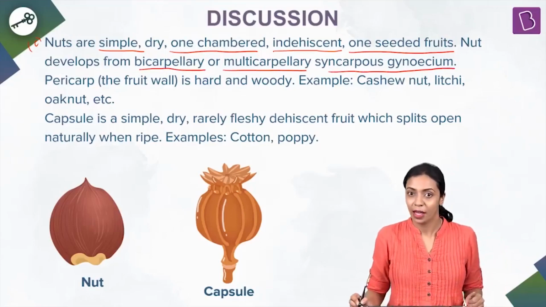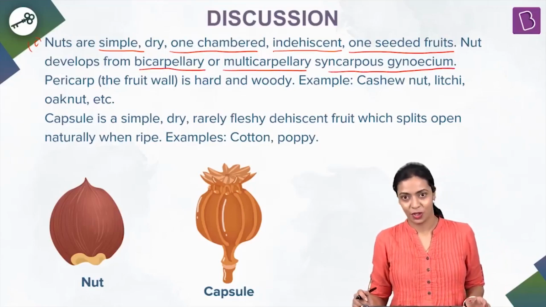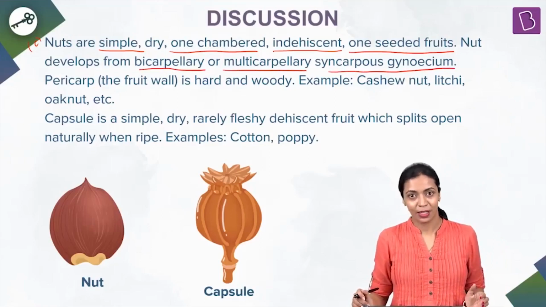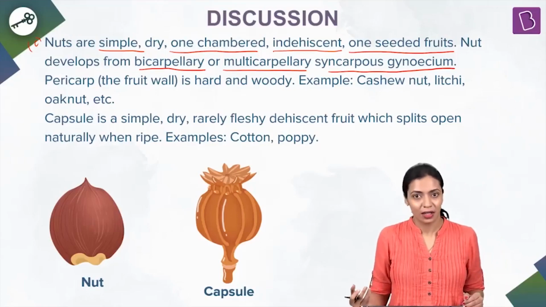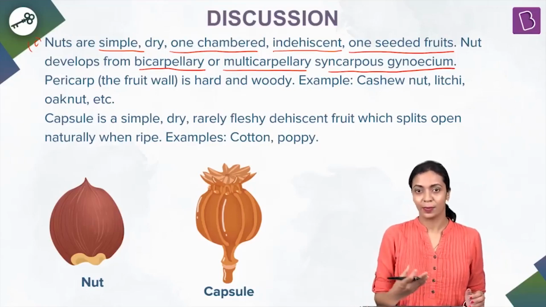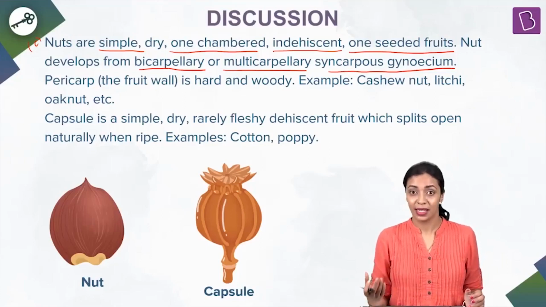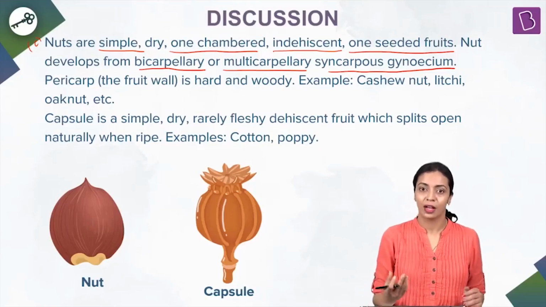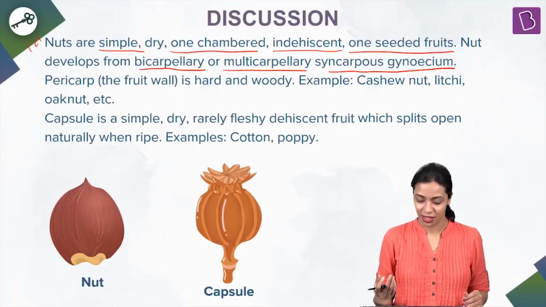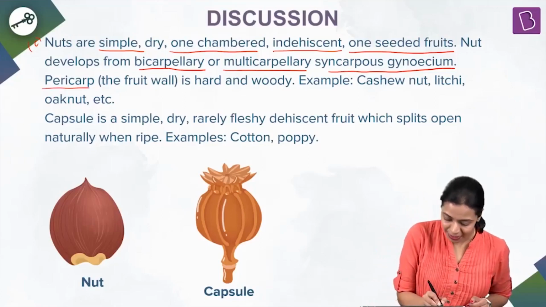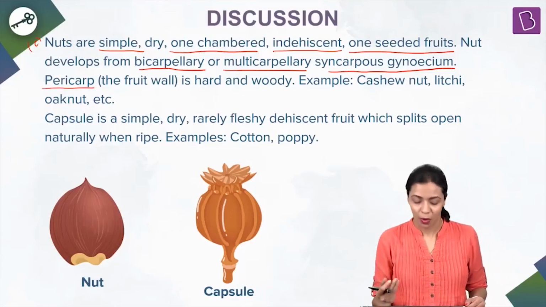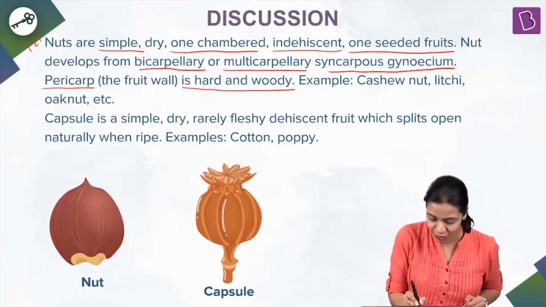What do we mean by bicarpellary? Bicarpellary means that the gynoecium has two carpels. Multicarpellary means the gynoecium has several carpels. So either it is bicarpellary or multicarpellary, it is going to be syncarpous, which means that the carpels will be fused amongst themselves. Okay, so here the pericarp, which is the fruit wall, is very hard and woody.